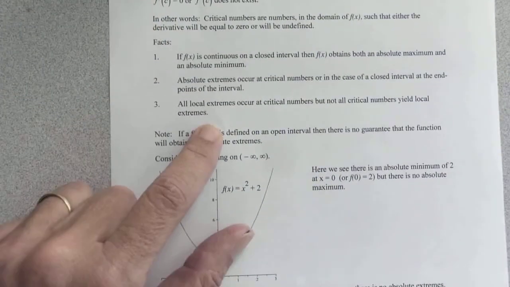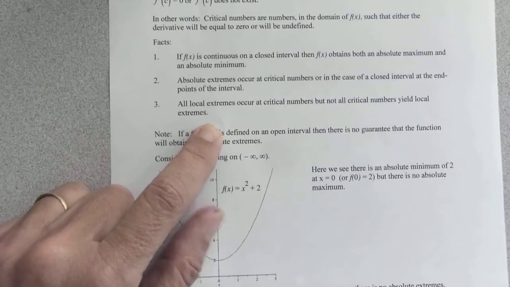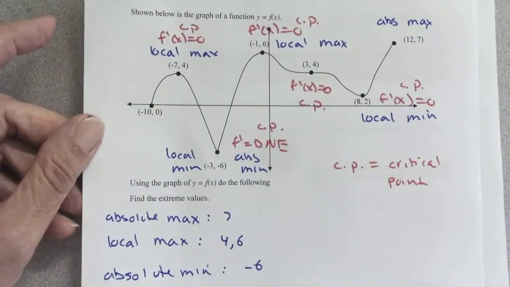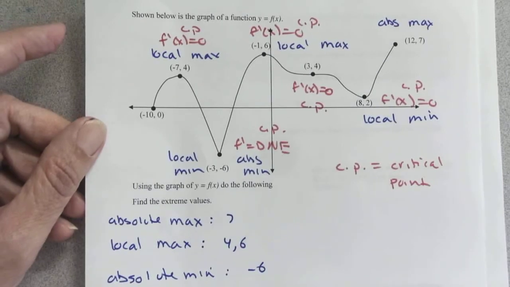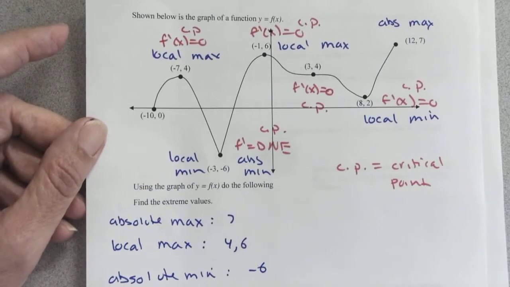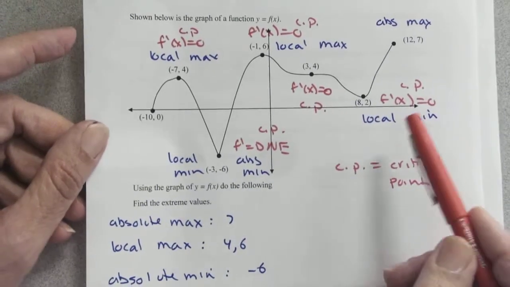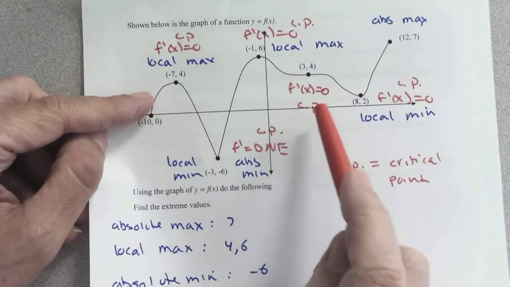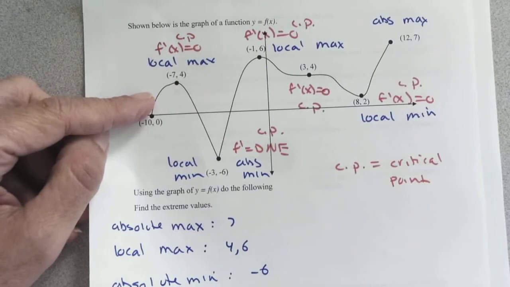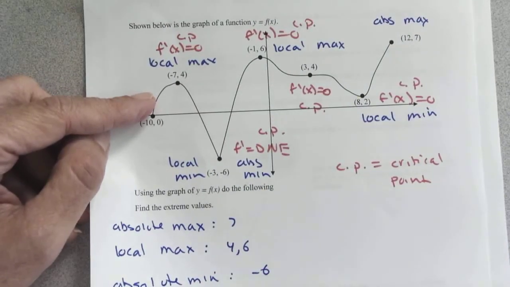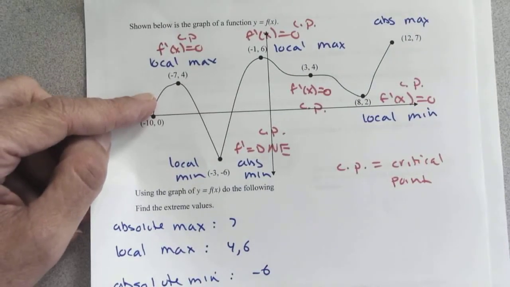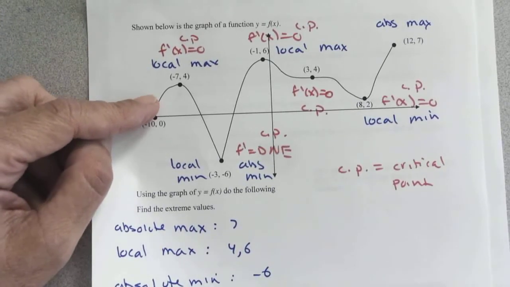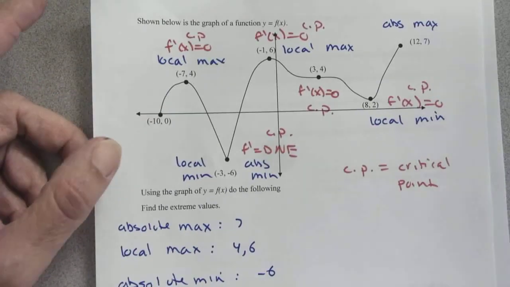And the last one says all local extremes occur at critical numbers, but not all critical numbers yield local extremes. And that's what we have there. All my local extremes, everything in blue, occurred at red, but this red point was not a local max or min. Critical numbers lead to local max or mins, but it's not a perfect one. Local maxes and mins occur at critical numbers, but critical numbers don't have to be a local max or min. And we'll end that video.